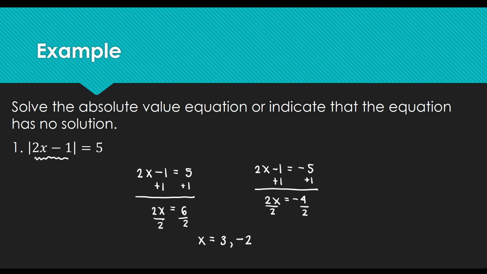So once again, you can always verify this to yourself that you did it correctly by substituting them in. If I substituted 3 in, 2 times 3 is 6, 6 minus 1 is 5. The absolute value of 5 will equal 5. If I substituted in negative 2, 2 times negative 2 is negative 4. Negative 4 minus 1 is negative 5, but the absolute value of negative 5 is positive 5. So that's why these two are my answers.